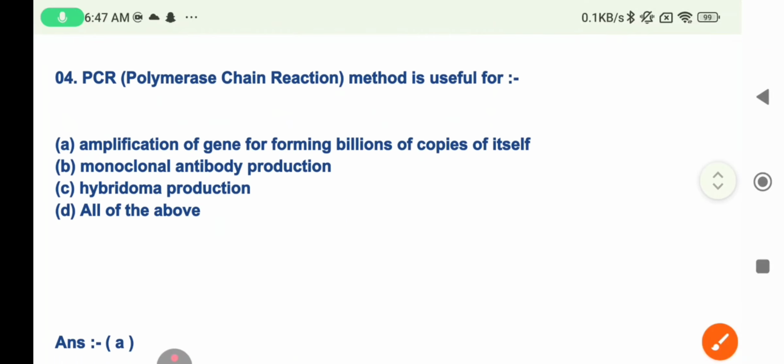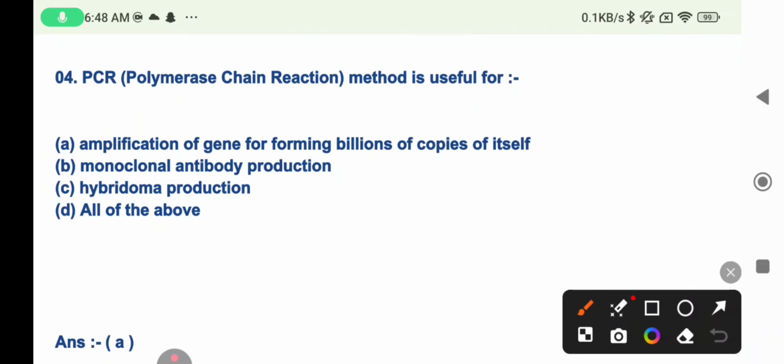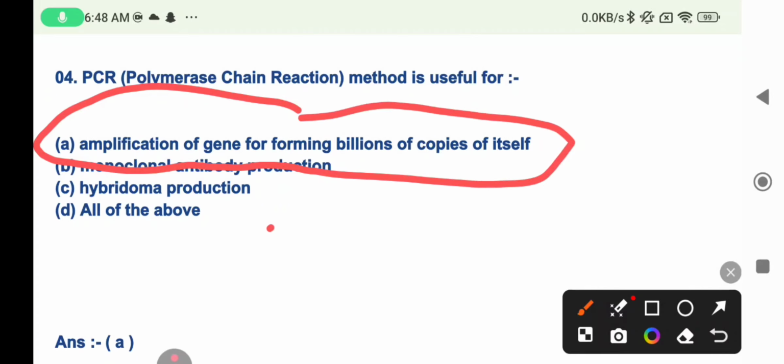Now move on to question number 4. PCR method is useful for, and here the options: option A amplification of gene for forming billions of copies of itself, option B monoclonal antibody production, option C hybridoma production, and option D all of the above. And the correct answer is option A, amplification of gene for forming billions of copies of itself.